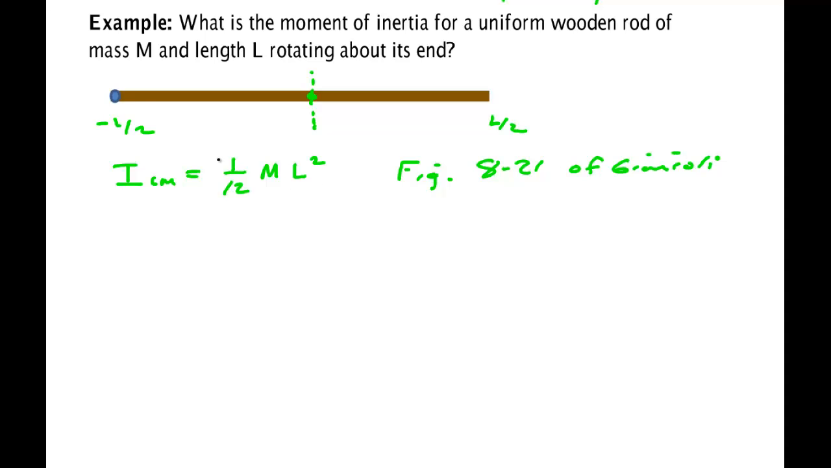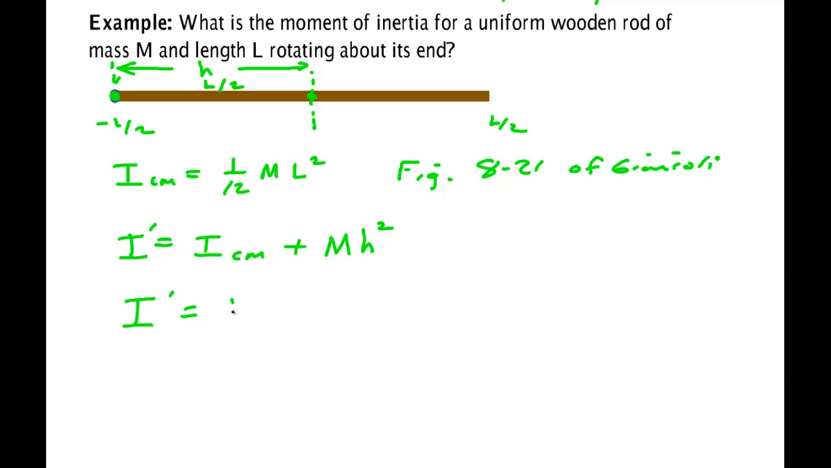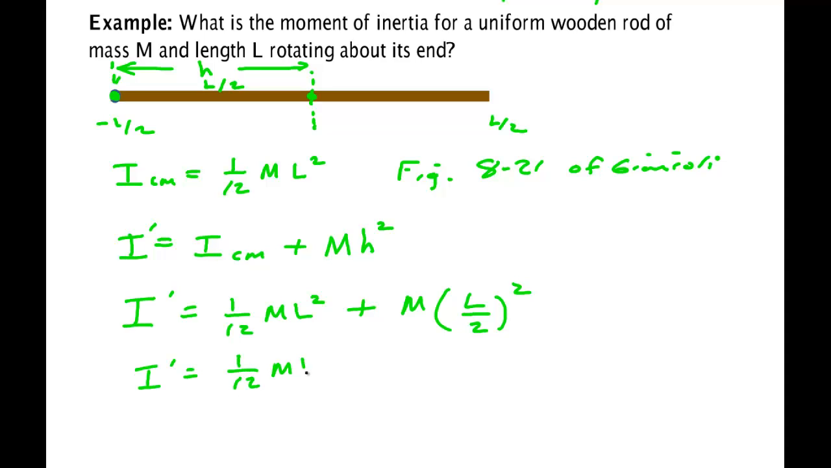He also has the answer to my problem, which is, what is it to rotate about an axis here? Well, I'll call that the prime. It's equal to the center mass plus the mass of the rod times h squared. Now what's h? H is this distance. Well, that's L over 2, half the rod. So I prime is 1/12 mL squared plus m times L over 2 squared. That means the moment of inertia is 1/12 mL squared plus mL squared over 4.